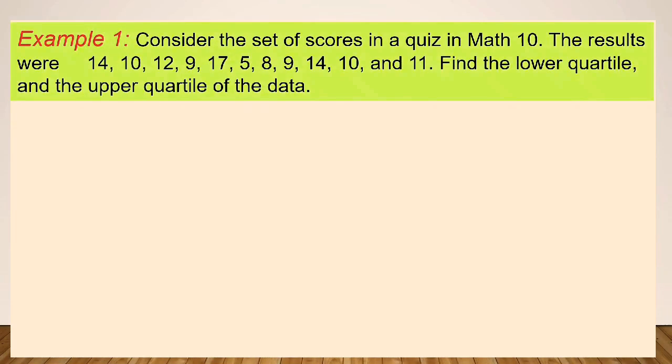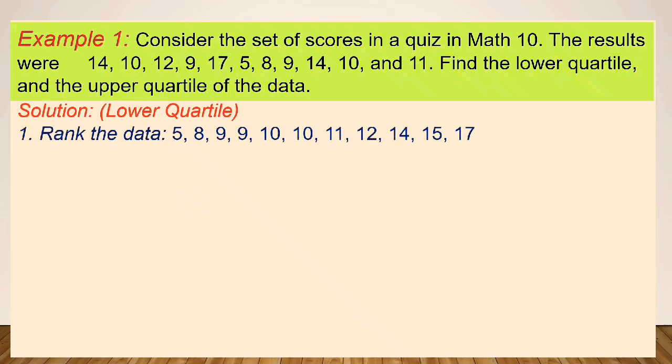So take note, class, that the examples shown on your screen are the same set of examples that I used in the first two methods that I discussed. Take note that the values that we will get from the different measures of position may differ depending on the method that we used in solving. So in this first example, considering these are the set of scores in Mathematics 10, and we are asked to identify the lower and the upper quartile, the first step is for us to arrange the data in ascending order.